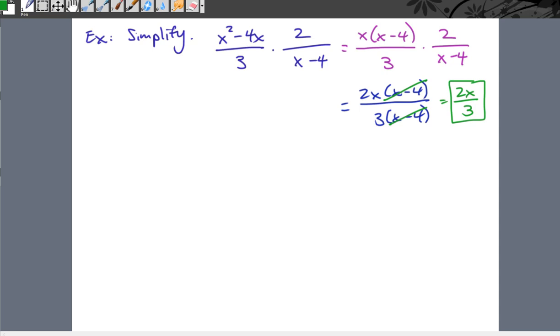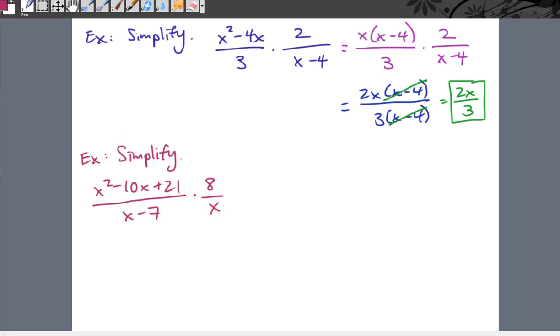All right, so let's try another example. Hopefully I can fit it. I think I can. So same idea. We want to simplify the following expression. So something like x squared minus 10x plus 21 divided by x minus 7, and we're multiplying that by 8 divided by x. Okay, so this does look intimidating at first.